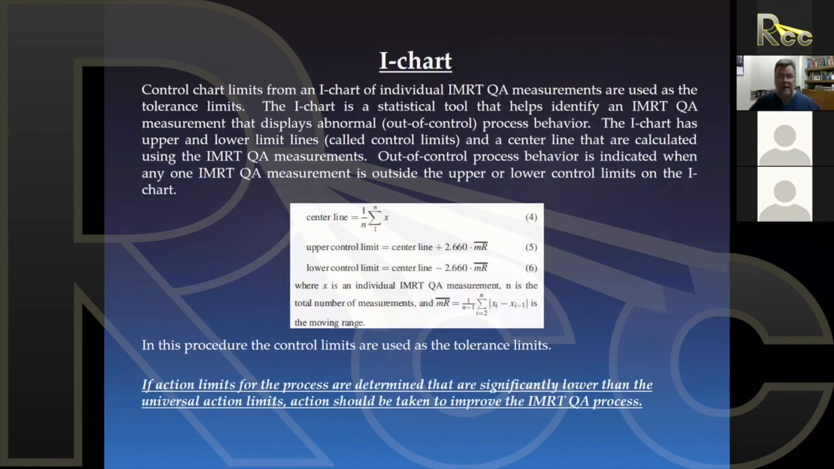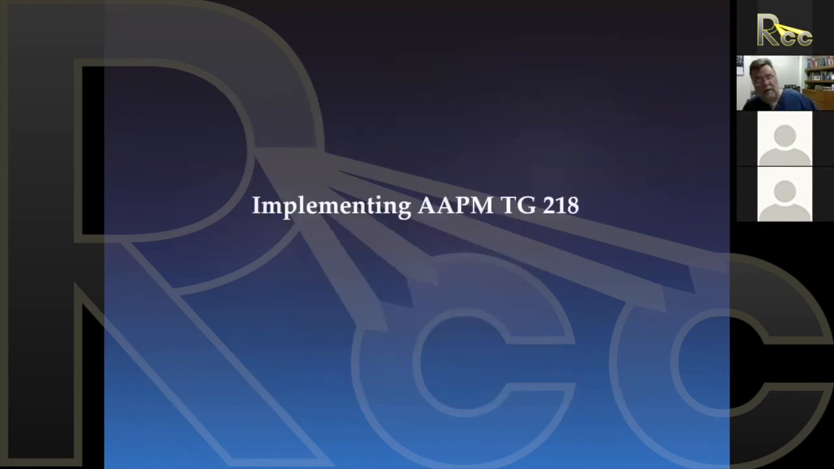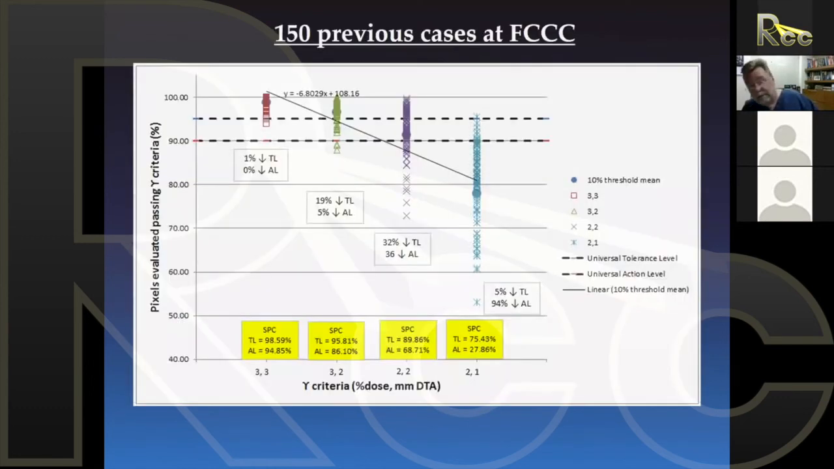Now, the I chart basically just takes our own data. You place your own data in this, and it defines the limits for you. When you're evaluating your entire system, if the action limits for the process are significantly lower than the universal action limits, actions should be taken to improve your QA process. And they suggest you do this after 20 patients. When we looked at implementing this, I did it with 150 patients, 75 IMRT, 75 VMAT.